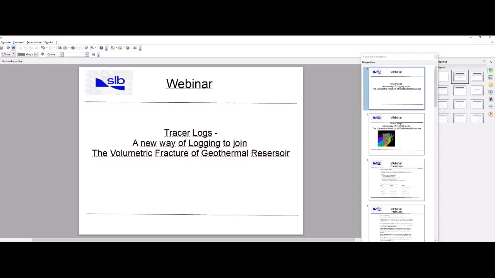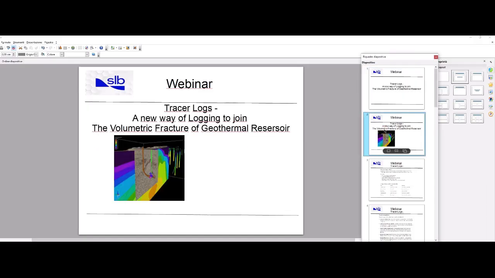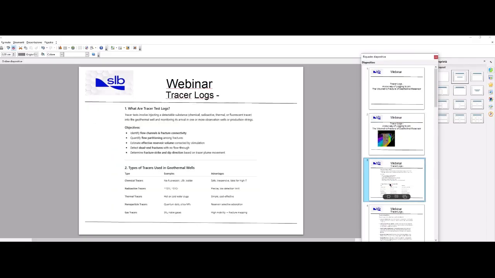We are talking about the tracer logs, a new way of logging to join the volumetric analysis of fracture in geothermal reservoir. So for geothermal reservoir we have a specific characterization of this, and the tracer log offers the possibility to test and involve injection of a traceable substance, like chemical, radioactivity, thermal or fluorescence tracer, into the geothermal wells and monitoring its arrivals in one or more observation wells or production strings.